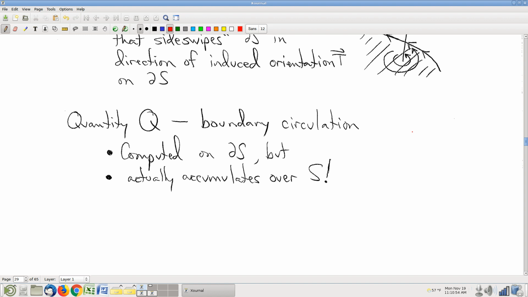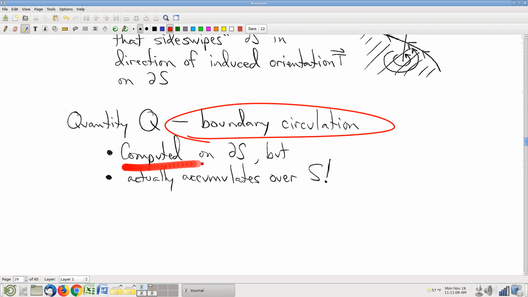So in this context of surfaces and their boundary curves, we're going to be computing circulation, just like we did for Green's theorem, and I seem to be out of time. So I'm going to make the case next time that even though it's computed on the boundary, circulation accumulates over the interior, and we are going to get a new kind of boundary theorem.